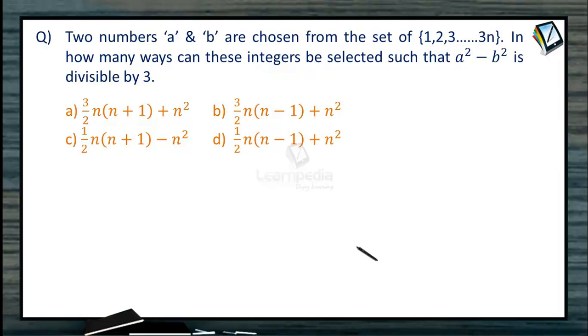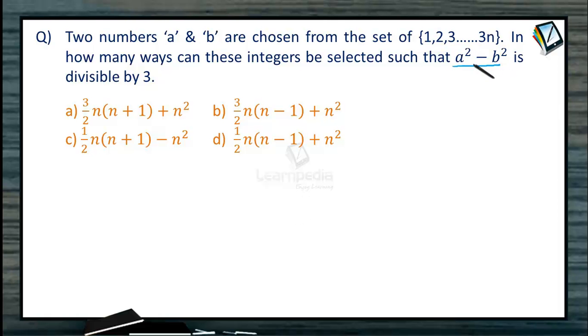Now first understand this question. Two numbers A and B are chosen from the set 1, 2, 3, 4, and so on up to 3n, in such a way that... what is the requirement for the selection? In how many ways can these integers be selected such that a square minus b square is divisible by 3?